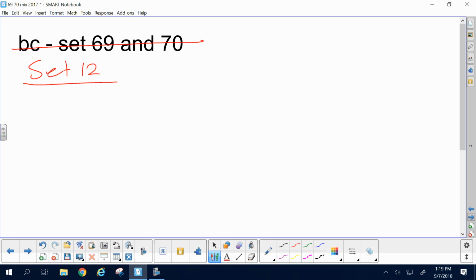Set 12. All right, anybody else have those info sheets? Yes. Stop raising your hand. I hate it when you raise your hand like that. I don't look at your hand.